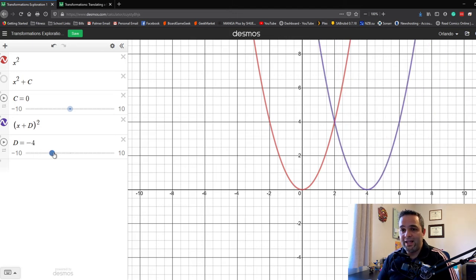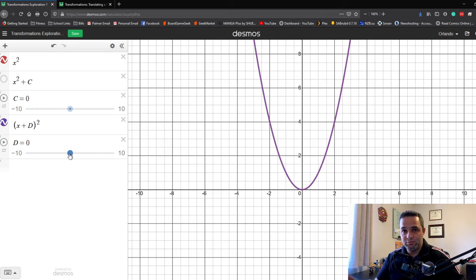So when we add inside the function, it's actually doing the opposite. When we're adding outside the function, it's kind of what we would think would happen: plus is up, minus is down. But when we add inside the function, it's going in the opposite direction. If I add, it's really going to move to the left, versus if I subtract, it's really going to move to the right.